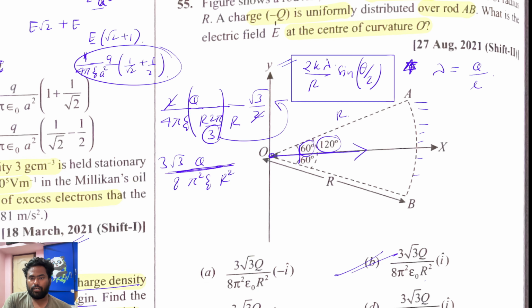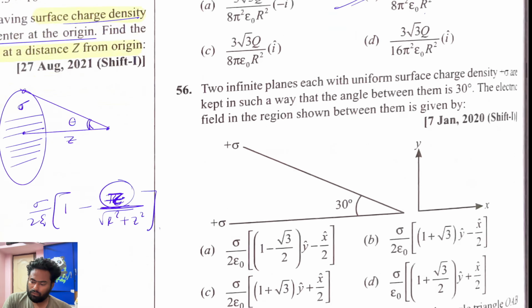Practice this formula a few more times and you will be good with this. Field at the center due to a circular arc: distribution must be uniform, then only this formula is valid. 2k lambda by r sine theta by 2. Okay. Next question.